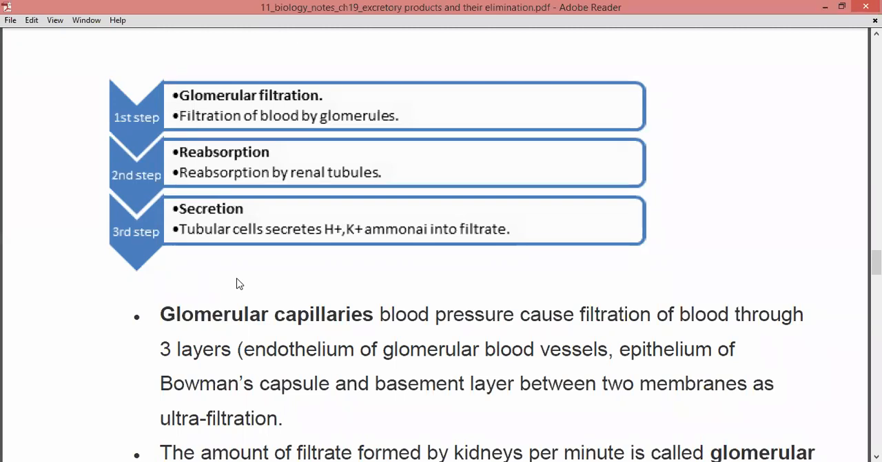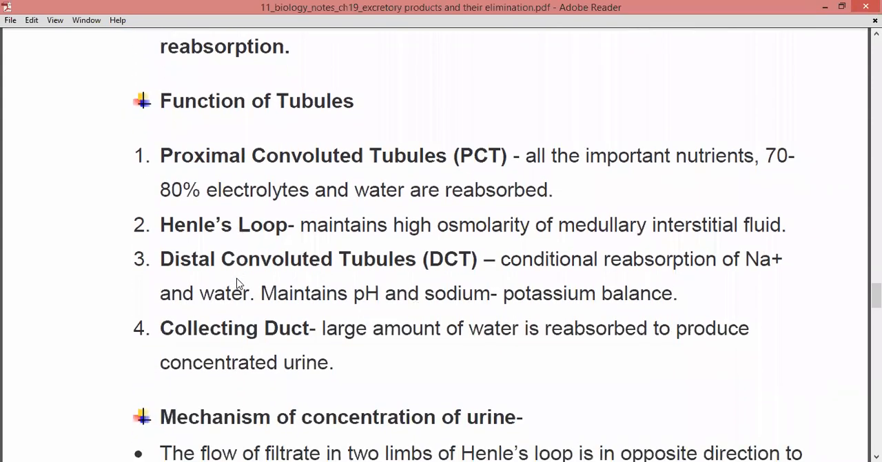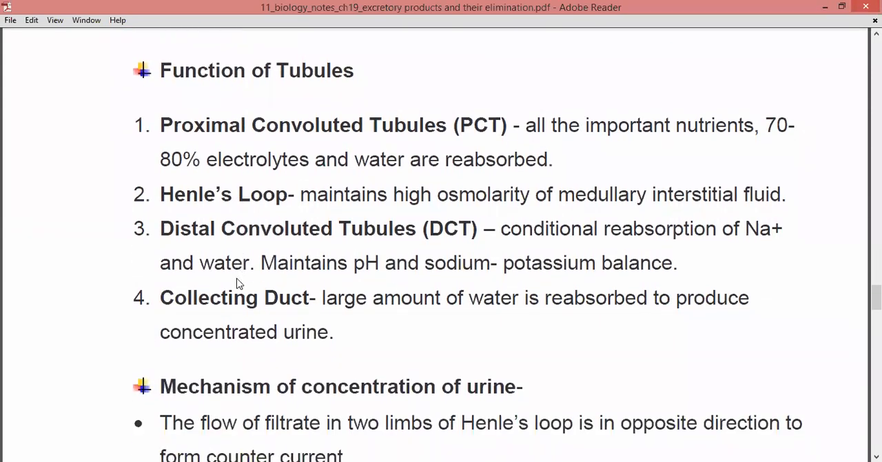So this is about urine formation. Now we are going to see what the functions of the tubules are. First, the proximal convoluted tubule, which is simply known as PCT.